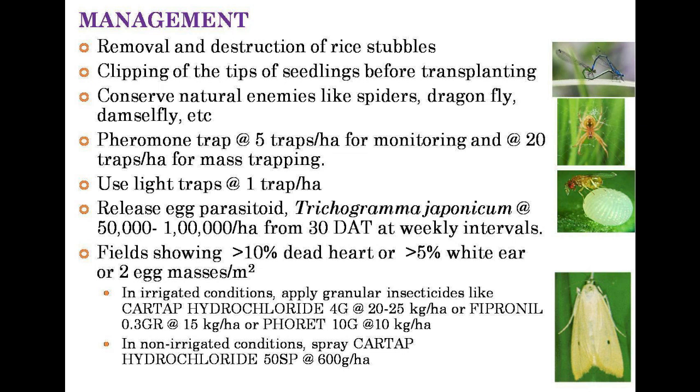And as far as the chemical strategies are concerned, there are many options. Like one can go for the application of granular insecticides like Cartap hydrochloride or fipronil. Otherwise, in case of non-irrigated condition, one can also go for spraying Cartap hydrochloride, which is a different formulation, that is 50 SP. That can be sprayed at the rate of 600 gram per hectare.